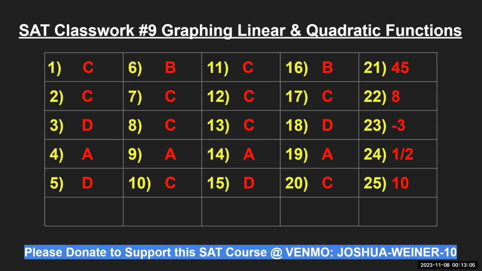Last thing for tonight. Classwork 9, solutions, 25 problems. Forgive me. 1 was C, 2 was C, 3 was D, 4 was A, 5 was D, 6 was B, 7 was C, 8 was C, 9 was A, 10 was C, 11 was C, 12 was C, 13 was C, 14 was A, 15 was D, 16 was B, 17 C, 18 D, 19 A, 20 was C, 21 was 45, 22 was 8, 23 was -3, 24 was a half, and 25 was 10. That's it for lesson 9.